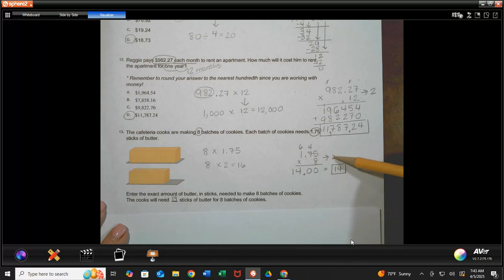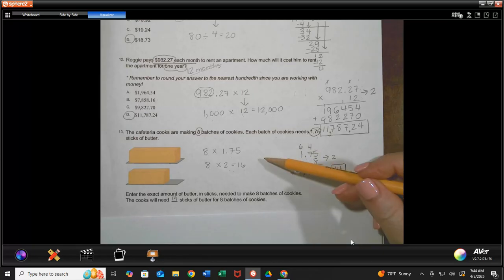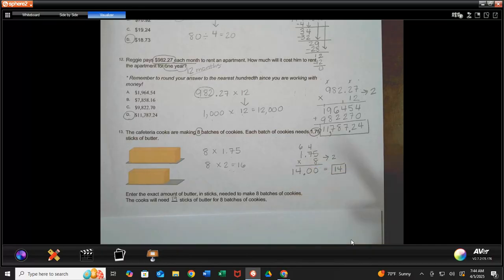I have 2 decimal digits in my 2 factors. Only 1 decimal point with 2 digits, so I put the same in my product. 14 and 0 hundredths is 14 sticks of butter. You could use your estimate. It's a little bit of an overestimate to place the decimal point in the product. Either way, you're going to get 14 sticks of butter.